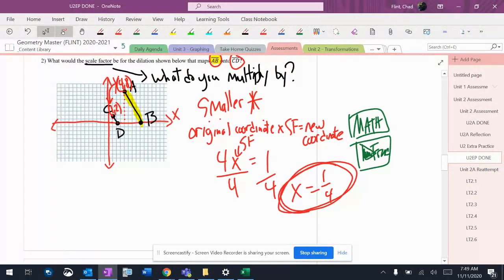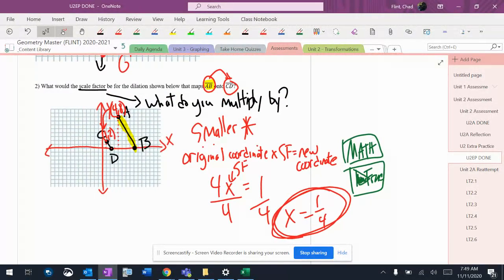So the scale factor is 1/4, which means you multiply the coordinates of AB times 1/4 to get the coordinates of CD. Okay, and if you can figure that out without doing this little equation, great. If you can't, do the equation.